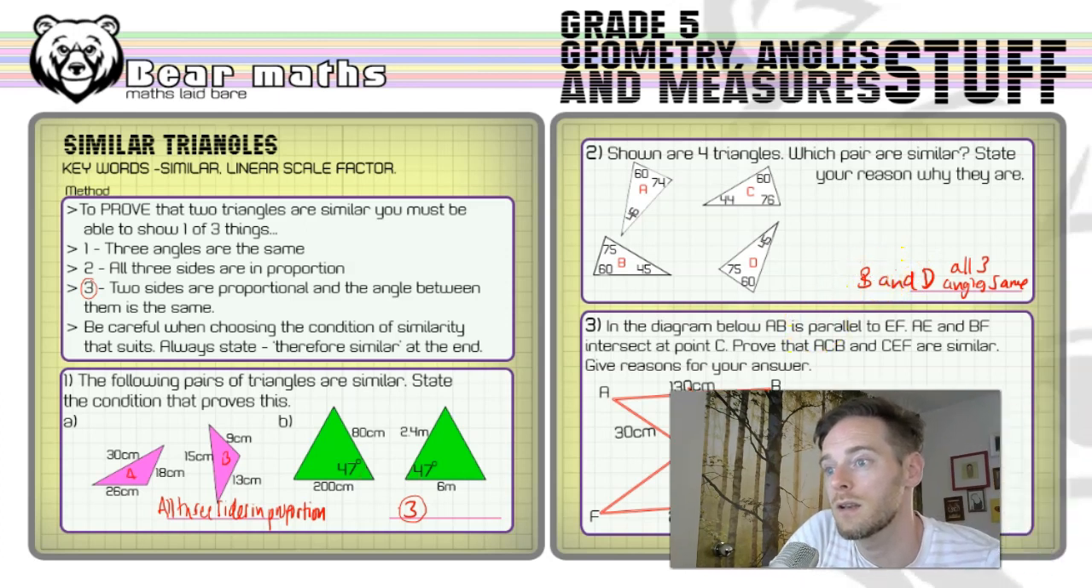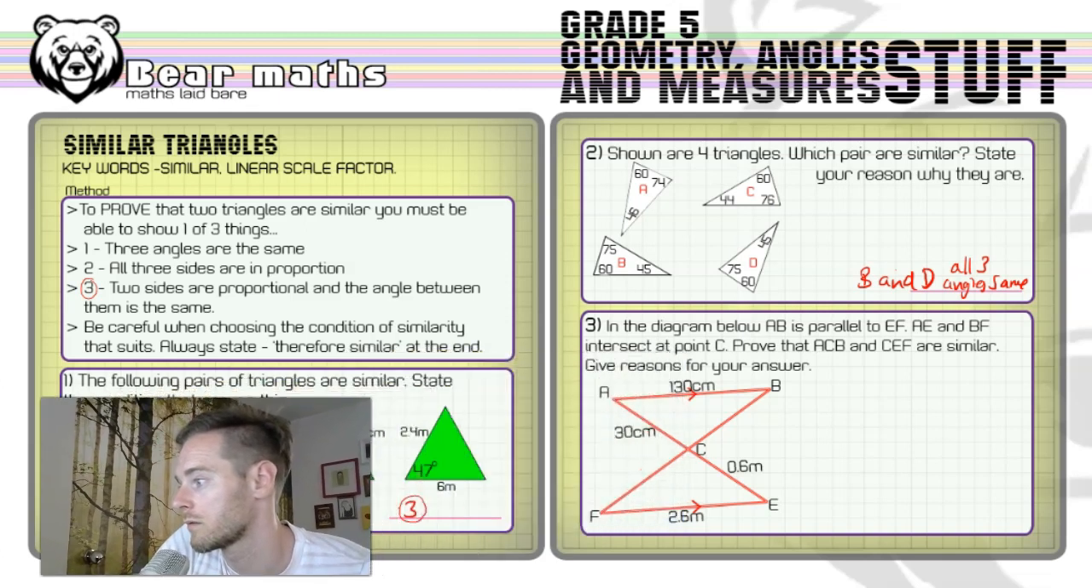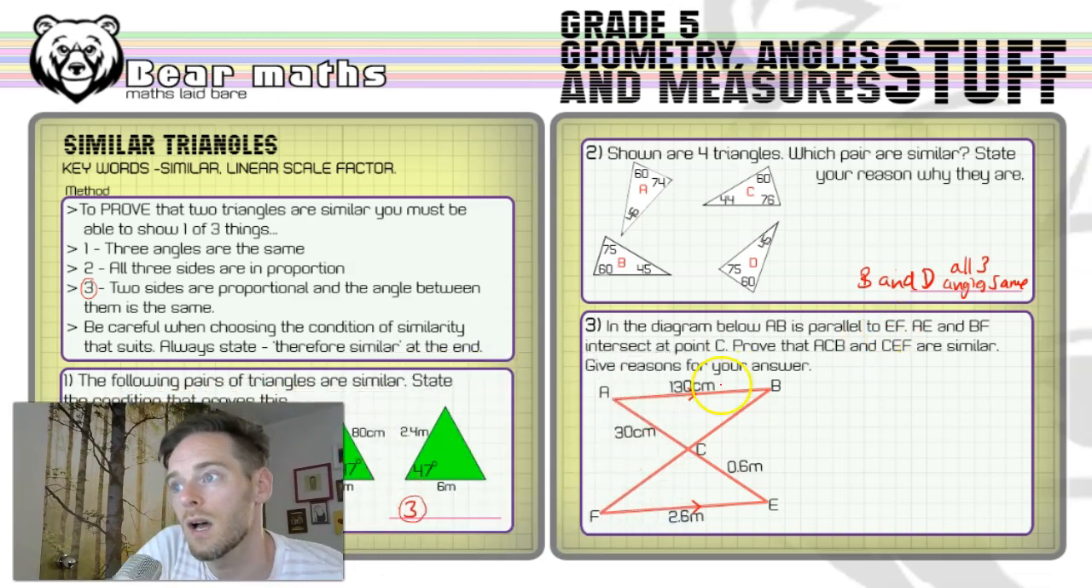Now, let's have a little look at the third and final question. In the diagram below, AB is parallel to EF. AE and BF intersect at point C. Prove that ACB and CEF are similar triangles. Give reasons for your answer. So, basically, we've got some angles in parallel lines stuff going on, like we did in the congruent triangles question. I've made a very similar one here.